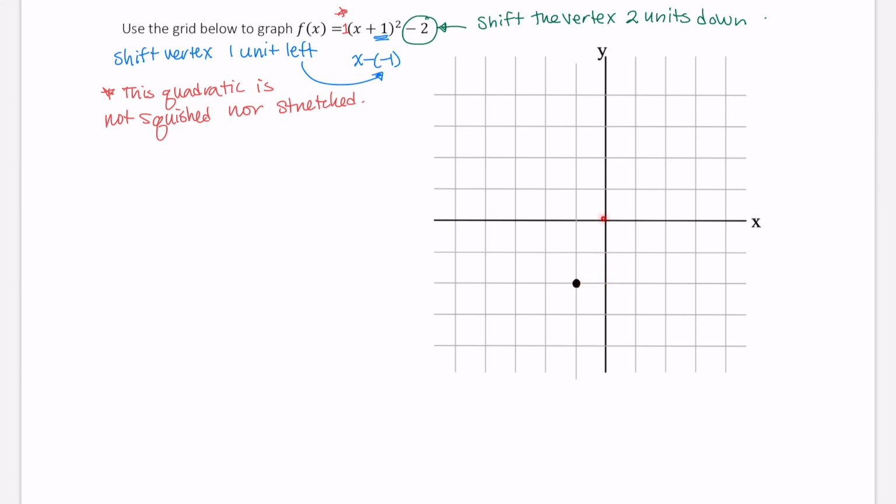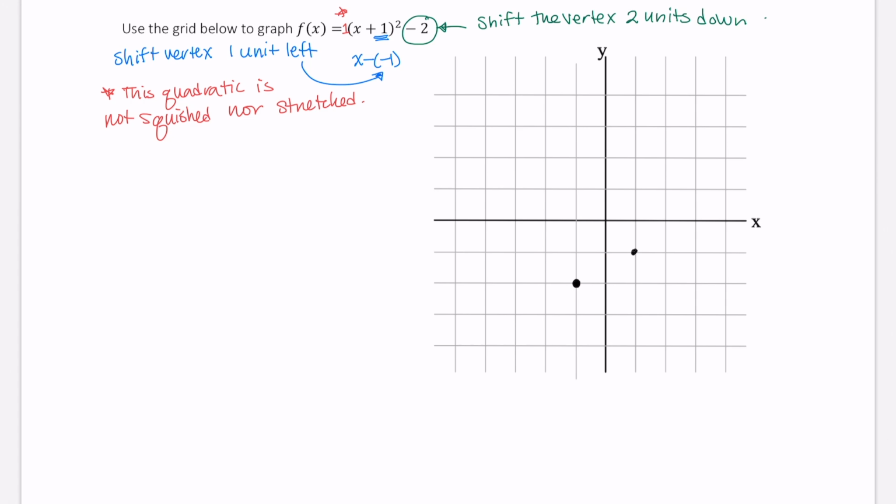Now, why do I do that? If this quadratic were here at the origin, I know that 1 squared would be 1. 2 squared would be 4. So that's the pattern I'm going to follow. I'm going to go over 1 and up 1 for 1 point. Then I'm going to go over 2 and up 4 for the second point.